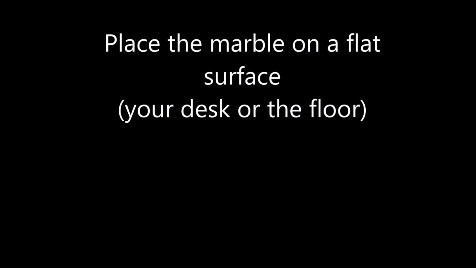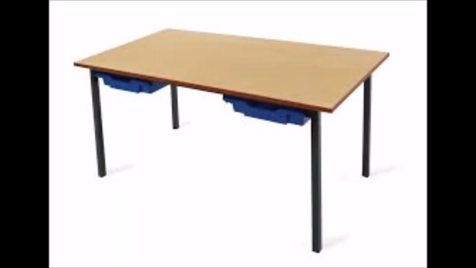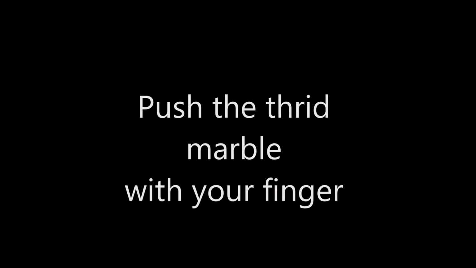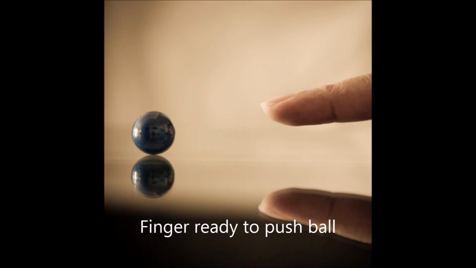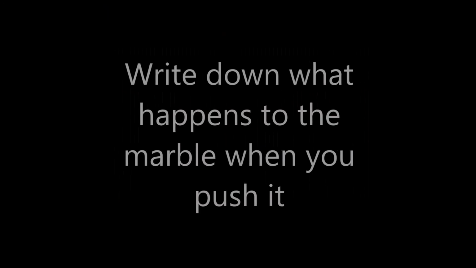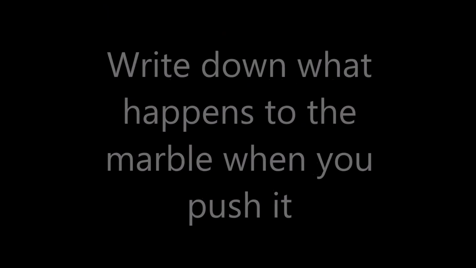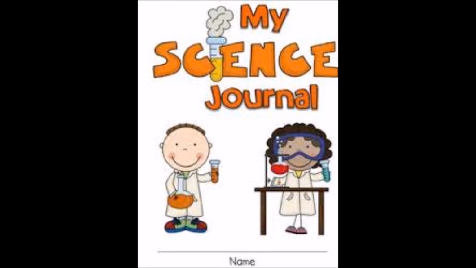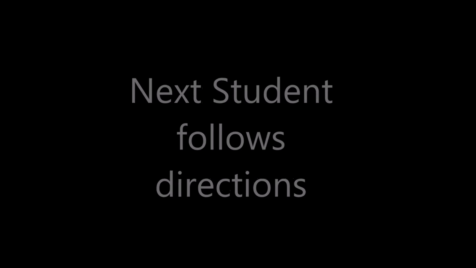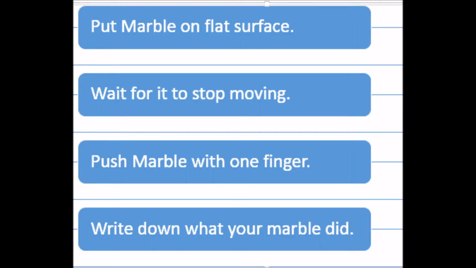Marble number 3. Have student 1 in the group place their marble on a flat surface. This could be their desk or the floor. Tell them to push their marble with one finger. Do not flick or throw the marble. Tell them to observe their marble and then write down what their marble did in their science journal. Tell student number 2 to follow the directions on the table for the flat surface part of the lab. Keep it going until every student has finished with the flat surface part of the lab.